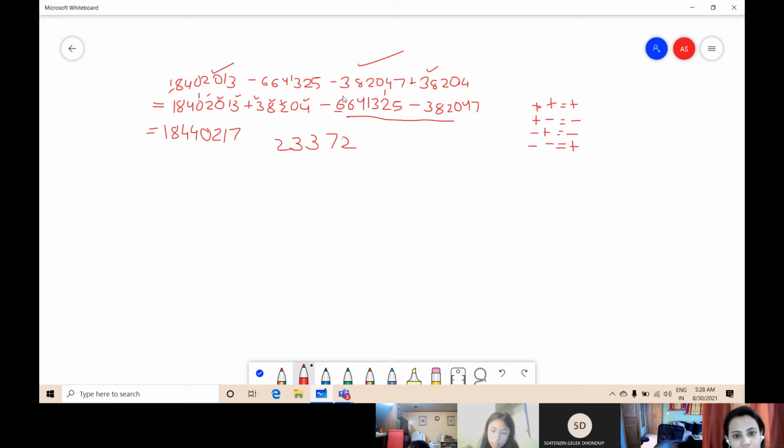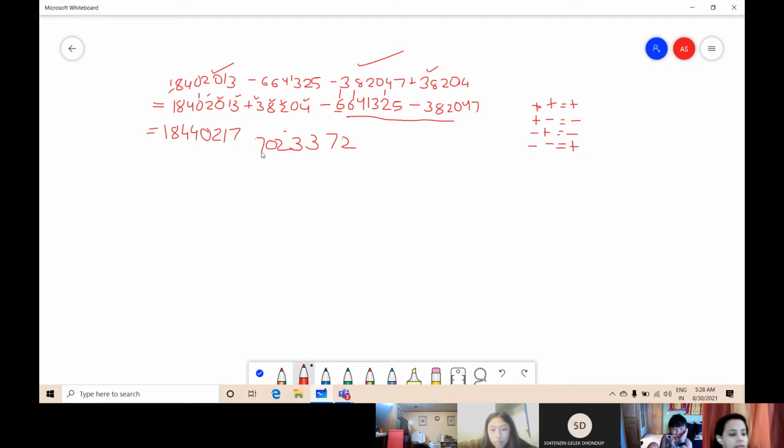2 here, 1 carry. We will take here 1 as a carry. Now 6 plus 1 is 7 and 7 plus 3 is 10. So we will write here 0 and we will take here 1 carry. Now 6 plus 1 is 7 and now here no number is left. So 6 plus 1 is 7 and 7 plus 0 is 7. So it will be 7.